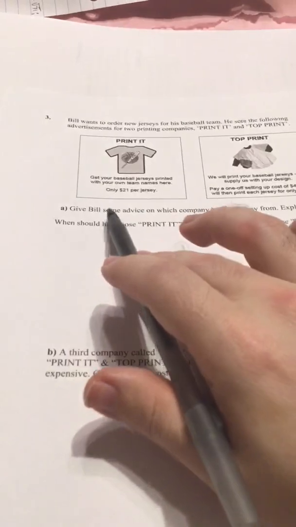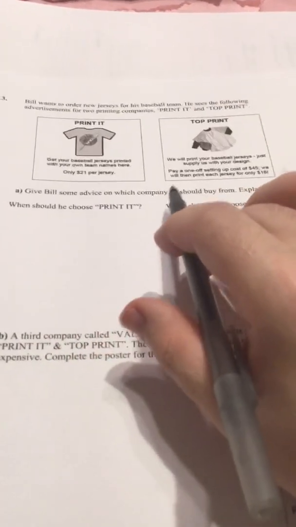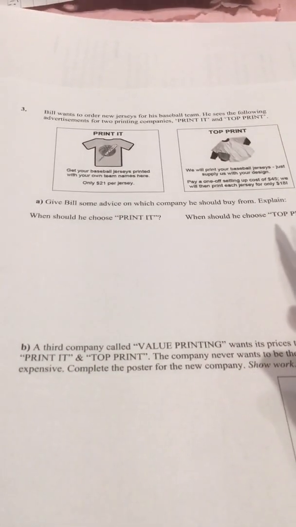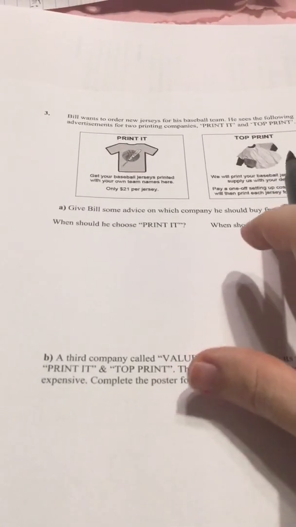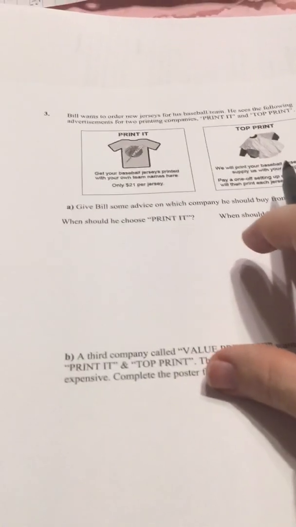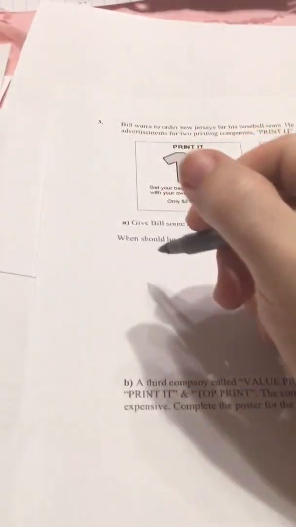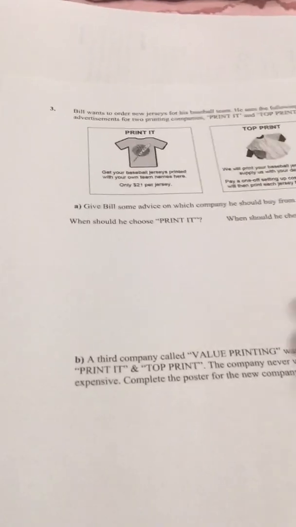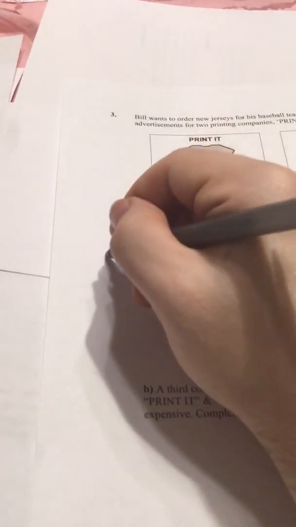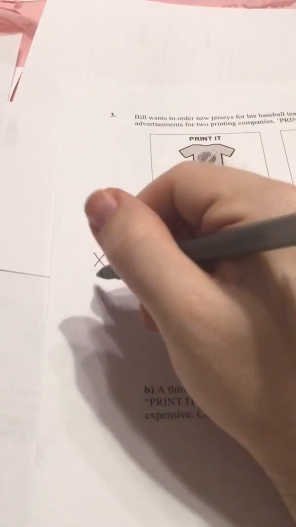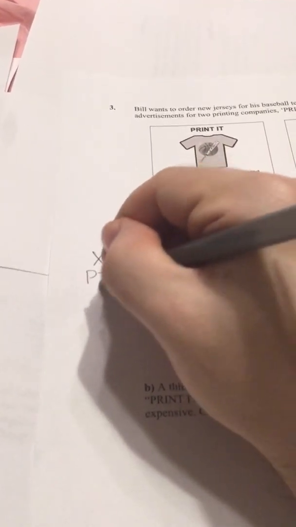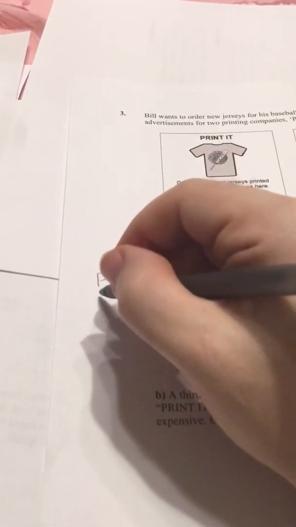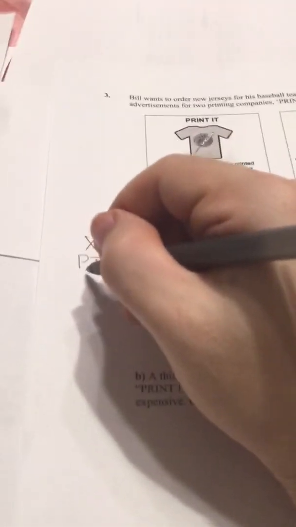So give Bill some advice on which company he should buy from. Explain. So with this one, we can set up a chart. I'm going to say X is the number of jerseys we order. We're going to have Print It, and we're going to have Top Print.